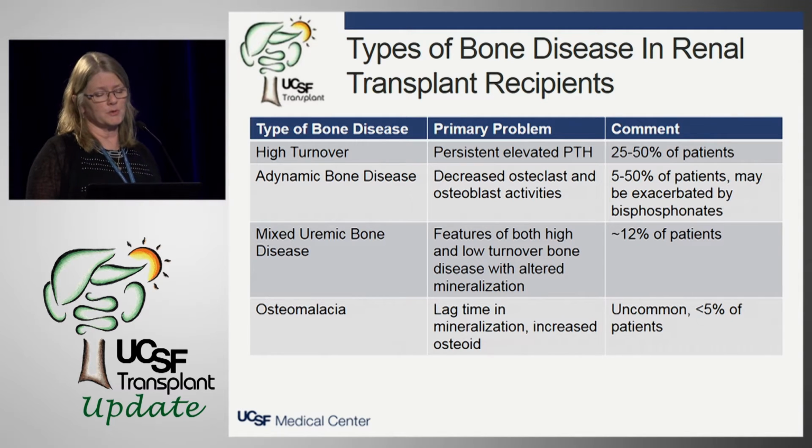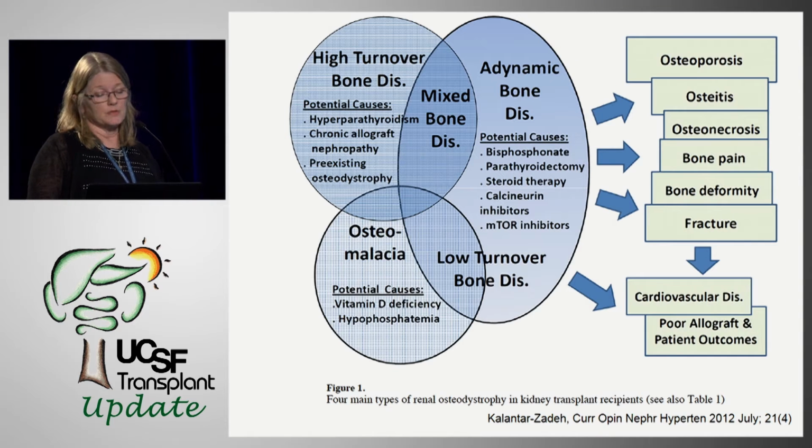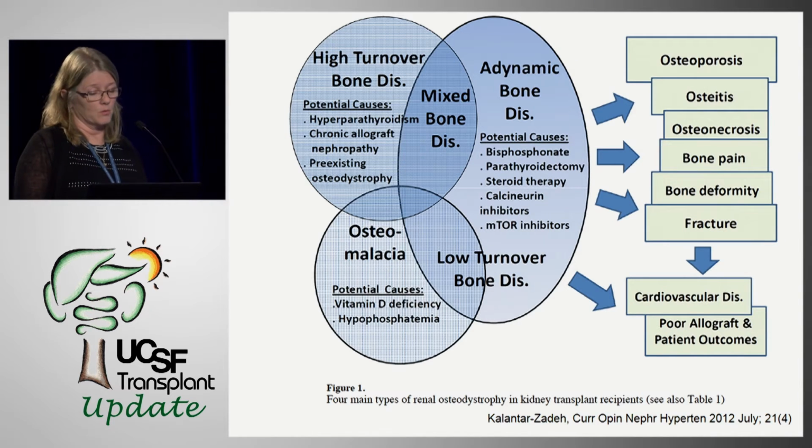So what are the types of bone disease? There's high turnover bone disease, mostly associated with an elevated PTH, which accounts for about 50% of our patients, and adynamic bone disease, which actually makes me more nervous, with decreased osteoclast and osteoblast activities, and again affecting up to about 50% of our patients. And then about 12% of patients have mixed disease. And this is a Venn diagram showing what the overlap is.